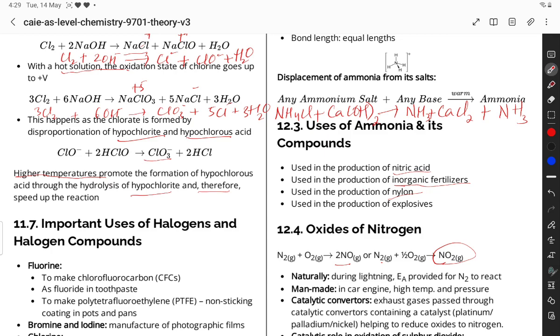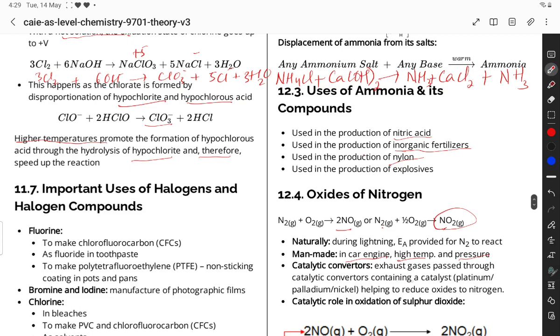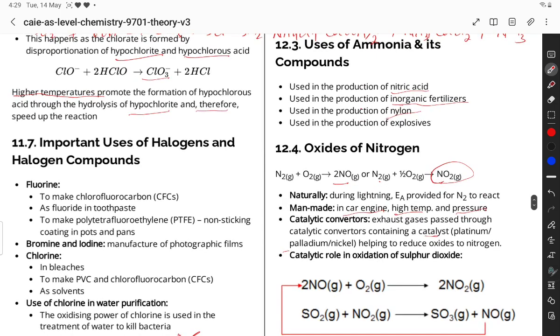Naturally, during lightning, activation energy is provided for nitrogen to react; man-made, in car engines, high temperature and pressure. Catalytic converter: exhaust gases pass through a catalytic converter containing a catalyst, platinum, palladium, helping to reduce oxides to nitrogen. This is the catalytic role in oxidation of sulfur dioxide: nitrogen monoxide with oxygen to form nitrogen dioxide.